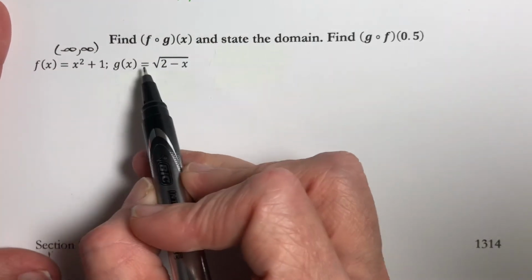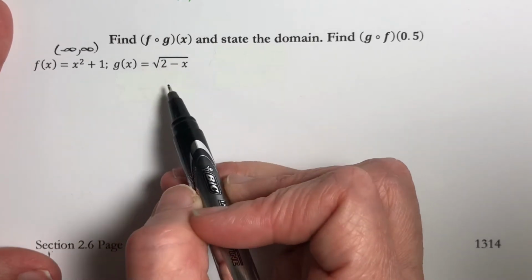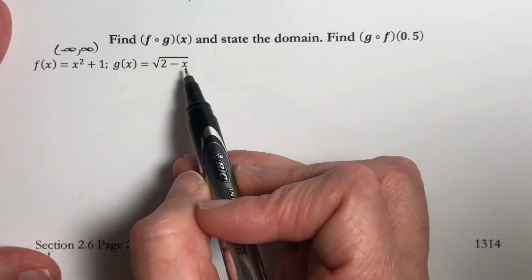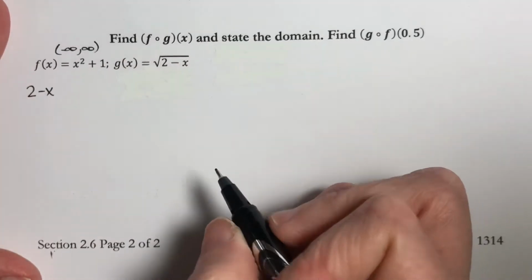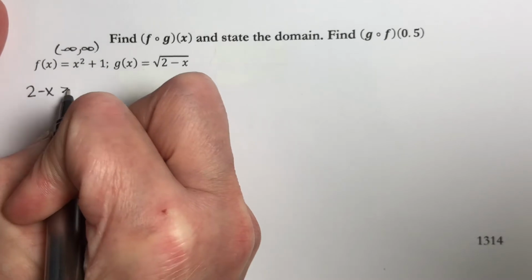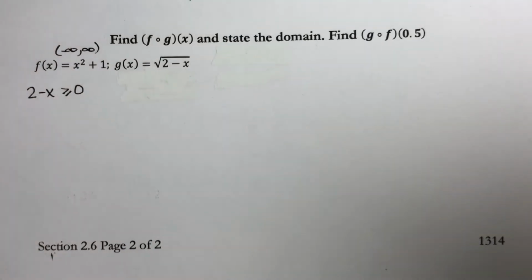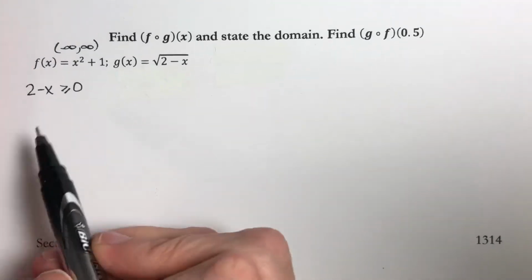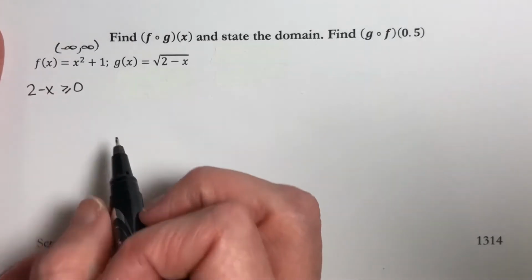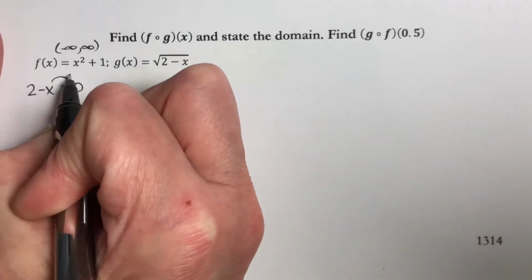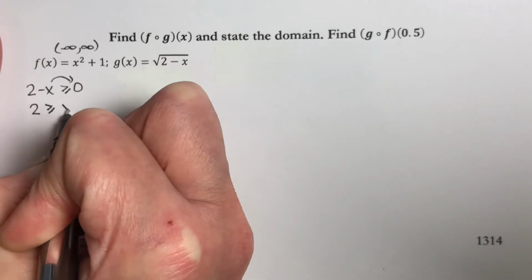But here, g of x is equal to the square root of 2 minus x, and we're not allowed to take the square root of a negative number. So whatever 2 minus x is, it needs to be bigger than or equal to 0, because we're allowed to take the square root of 0. Whatever this is, it needs to be overall bigger than or equal to 0 once we plug in our x. So let's solve this by adding x to both sides, and I have 2 is greater than or equal to x.